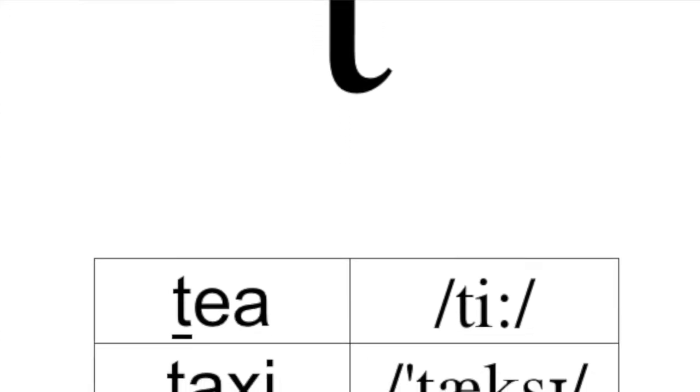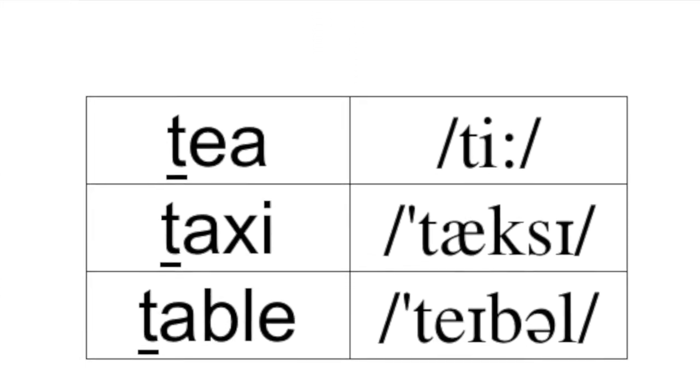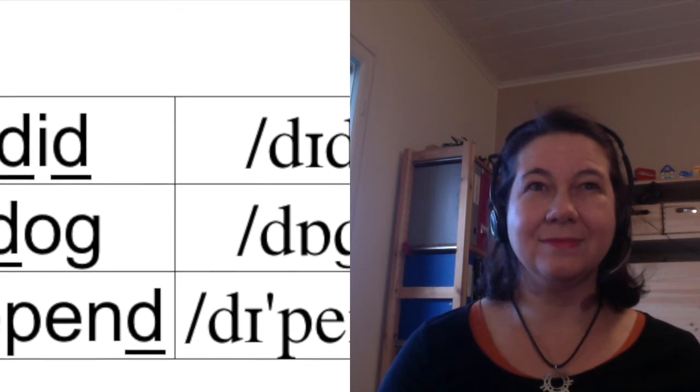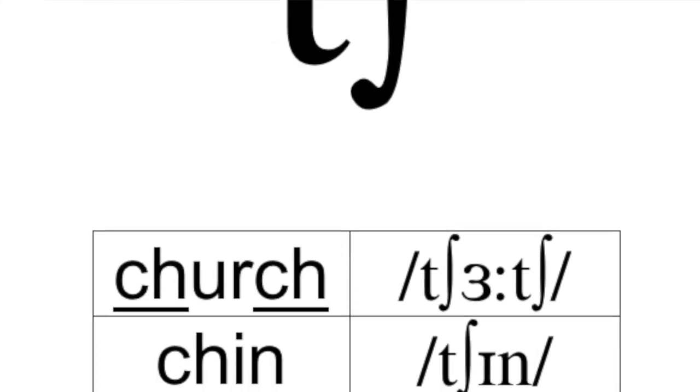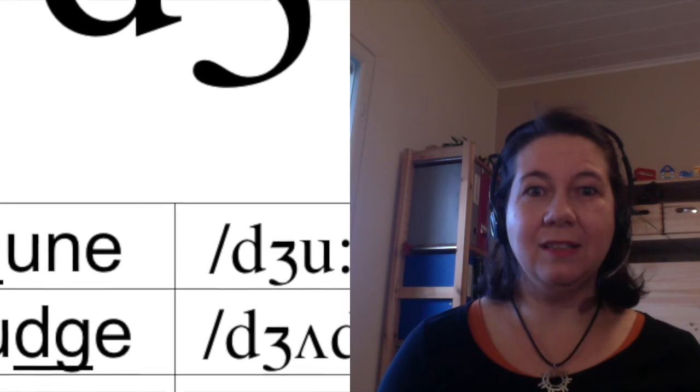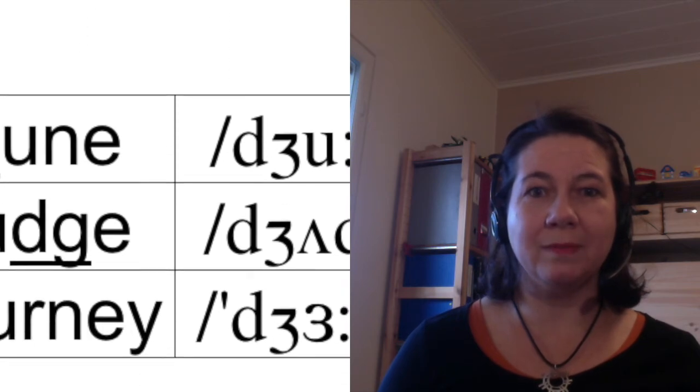Silent sound t, like t, and its voiced pair is the same mouth shape. Your voice box vibrates: d, like did. This symbol is the unvoiced sound ch, like chin, and its voiced pair j, like June.